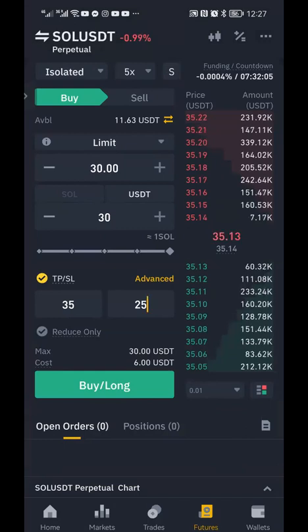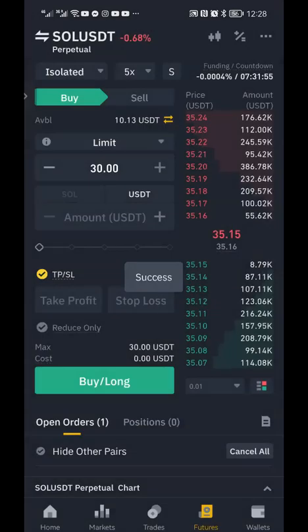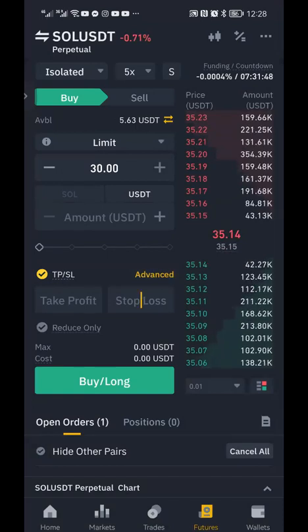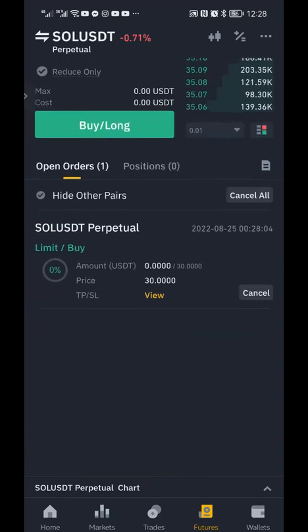After you are done, you just click on buy. So they give you a few things. Because it's a limit order, I confirm it. Now, as I confirm it, you see the feedback is successful. Then you can now see your order here, in open orders. Because it's a limit order, it did not execute.